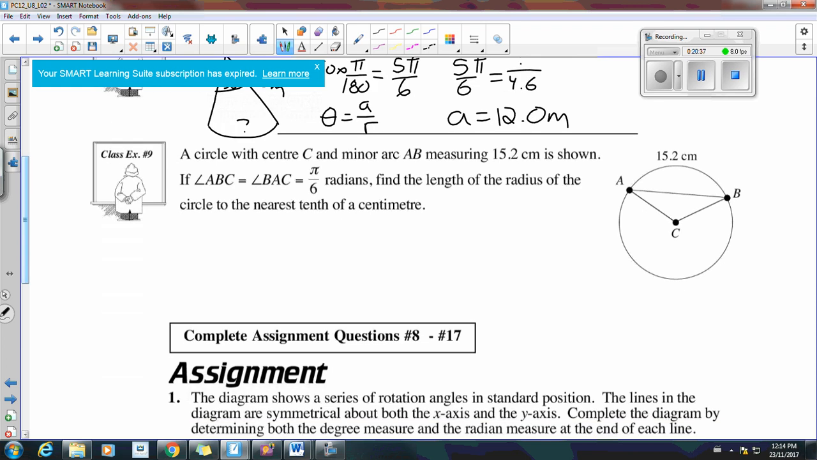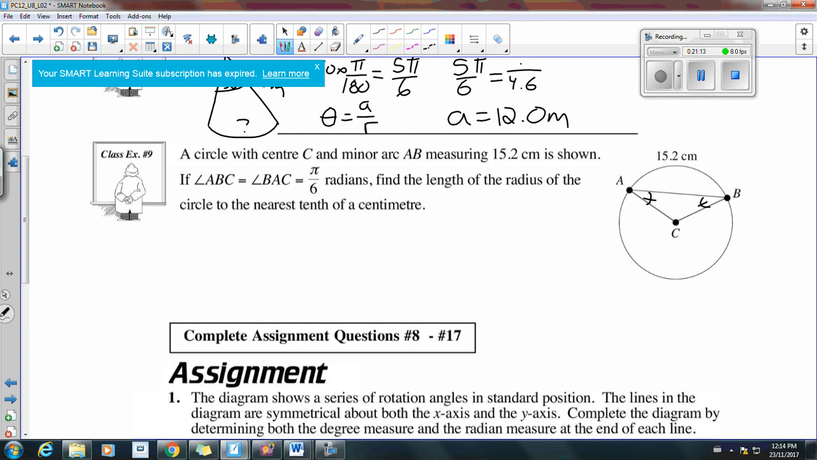Last example. A circle with center C and minor arc AB measuring 15.2 centimeters is shown. So when they say minor arc, they mean the shorter distance between A and B. The longer distance around the circle would be called the major arc. If angle ABC is equal to angle BAC, which equals pi over 6 radians, find the length of the radius of the circle. So it says that angle ABC, so that's here, equals angle BAC, which is here, and it is pi over 6.